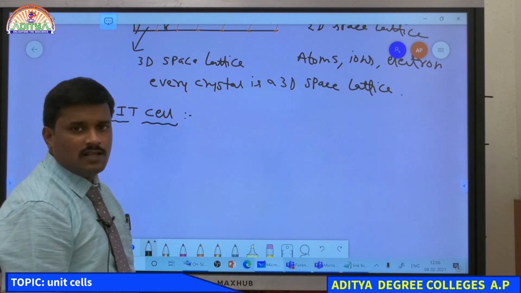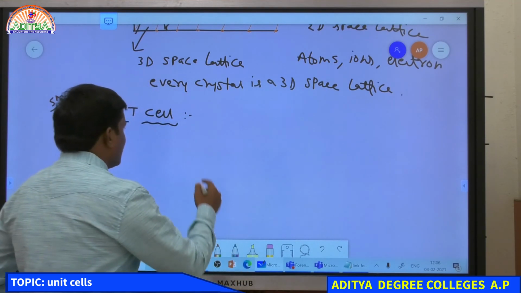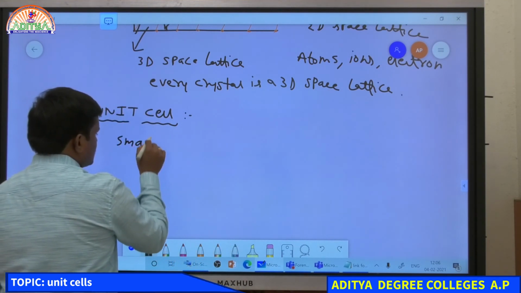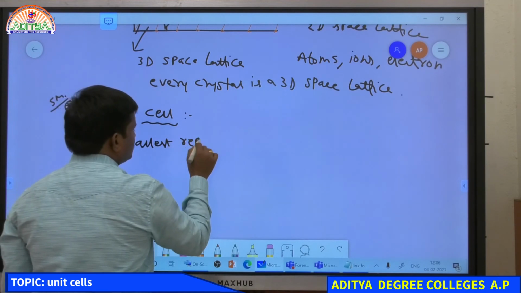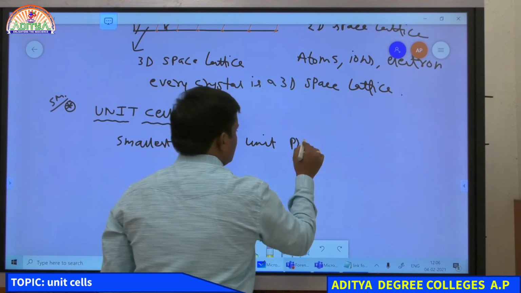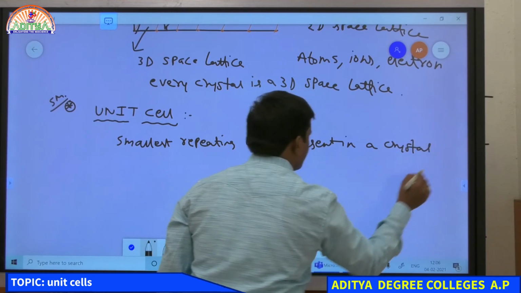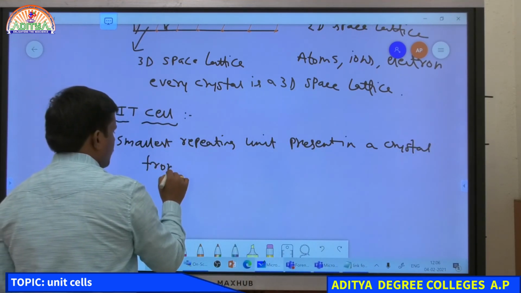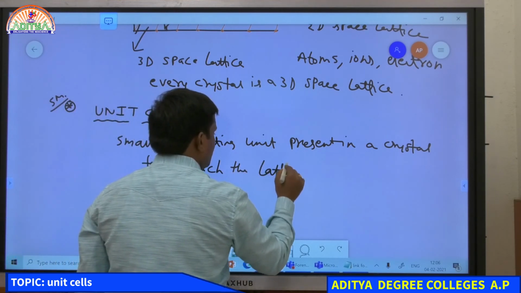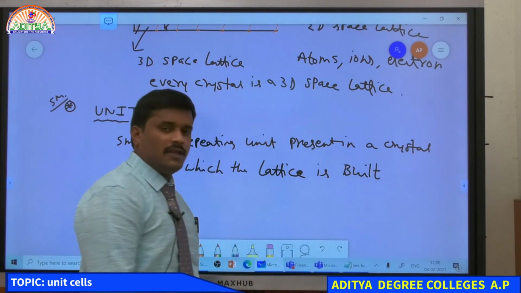So what is unit cell? Unit cell is nothing but the smallest repeating unit from which the lattice is built. That is nothing but unit cell. So the smallest repeating unit present in a crystal, from which the lattice is built, is known as a unit cell.